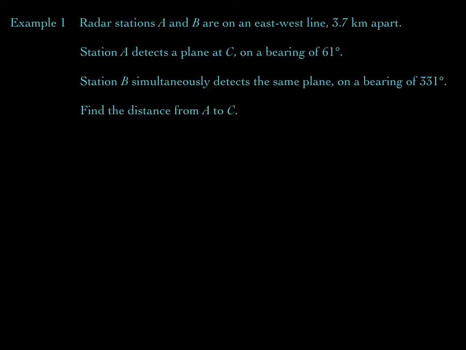Radar stations A and B are on an east-west line, 3.7 kilometers apart. Station A detects a plane at C on a bearing of 61 degrees. Station B simultaneously detects the same plane on a bearing of 331 degrees. Find the distance from A to C. Now, ladies and gentlemen, these applications are applications of right triangles. So for each application, sketch a diagram. And when you sketch your diagram, if you do it correctly, you should have a right triangle.